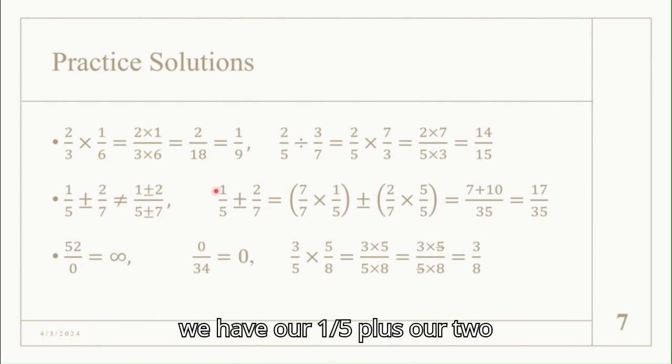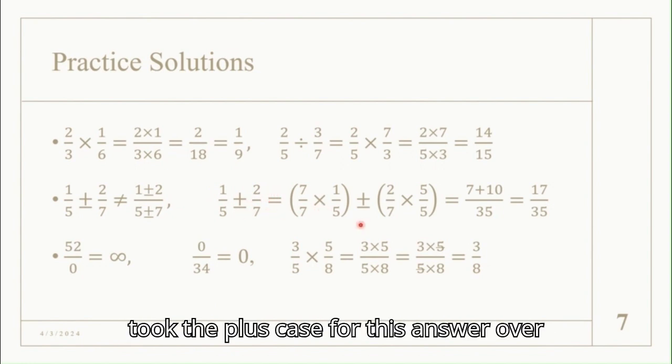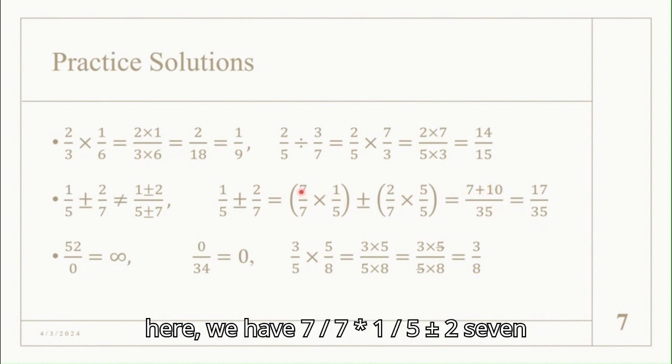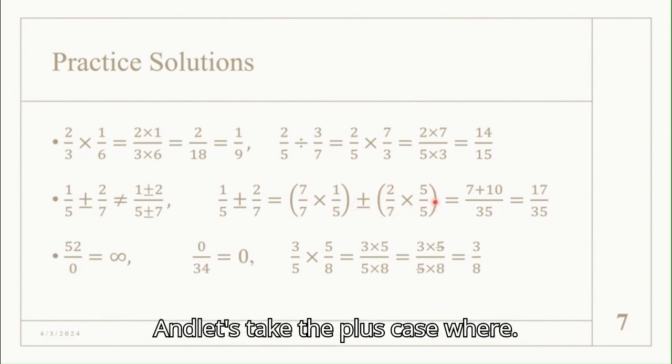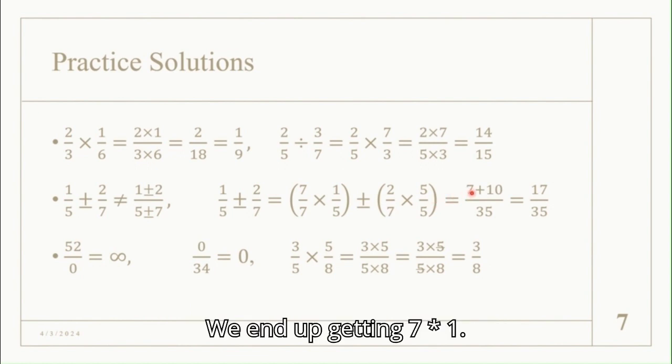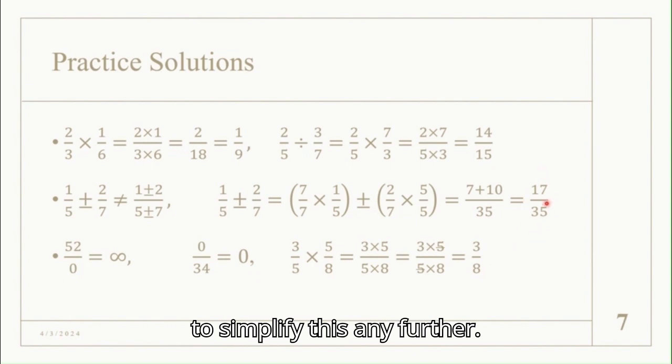And so this is more an example of what this is not supposed to equal, a reminder. And then we have our 1/5 plus or minus our 2/7. Now if we took the plus case for this answer over here, we have 7 over 7 times 1 over 5 plus or minus 2/7 times 5 over 5. And let's take the plus case where we end up getting 7 times 1 plus 2 times 5, which is 10, which is 17, divided by 7 times 5, which is 35. So we end up getting 17/35. 17 is a prime number, which doesn't allow us to simplify this any further.